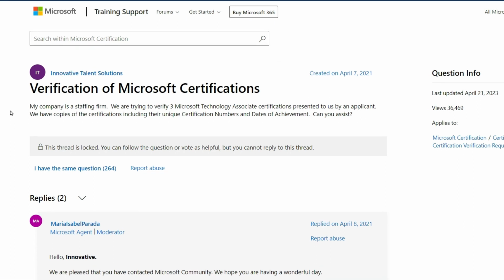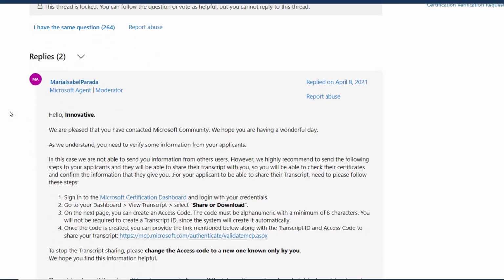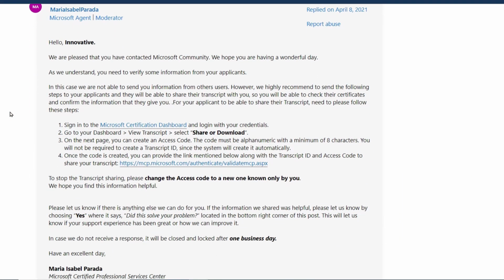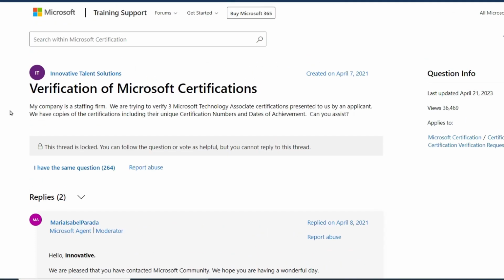It gives the opportunity to the employer, to the hiring manager, to actually go and check and verify that they're real, that they're just not photocopied. And here Microsoft have answered and given the instructions on how to actually check if it's a real certification or not. So employers, hiring managers do check, they do like them.